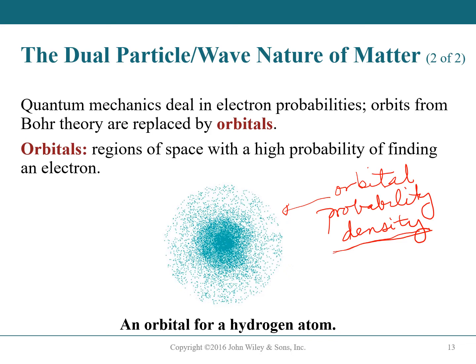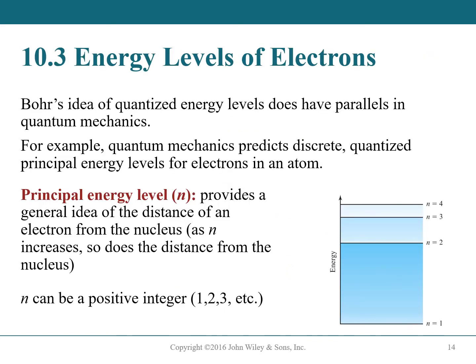Now we have several parts that we need to name, so we're going to break it down. With Bohr, we just had an orbit, but now we're going to give it greater structure. We're going to have what we call a shell. So instead of orbits, we now call them shells. Okay, and they're defined by a principal quantum number.